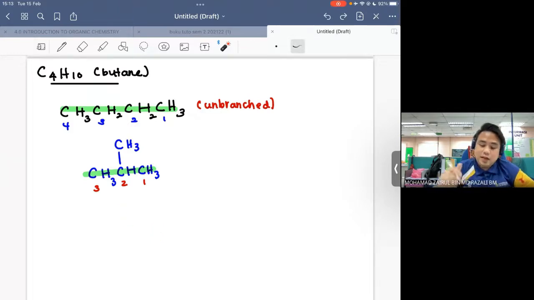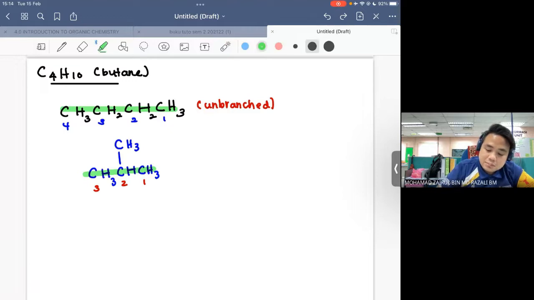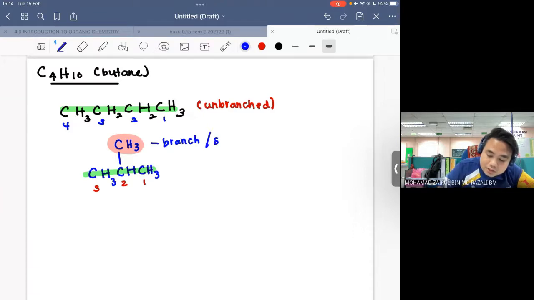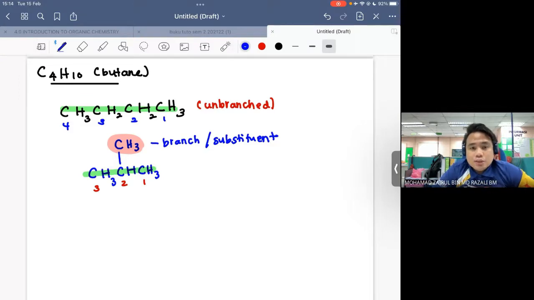Kalau awak tengok sini, awak tengok structure yang kedua tu kita dah ada satu tu yang kita panggil dia sebagai branch. Yang ini kita panggil dia sebagai branch ataupun kita boleh juga panggil sebagai substituent. Yang tak termasuk dalam parent chain itu kita akan panggil sebagai branch or substituent. Okay, this is the first example lah. So saya try another example.